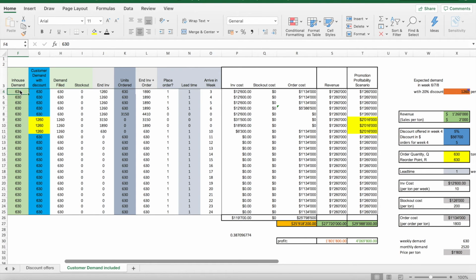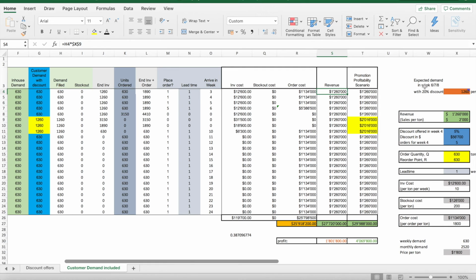Our in-house demand is 630. This is based on our customers' demand, which is constant at 630 tons per week. We sell it at a price of $2,000 per ton. This generates a constant stream of revenue of 1.26 million. Our solution to the problems presented by the generation of the bullwhip effect through the discount offered to us by our supplier is a promotion profitability scenario.